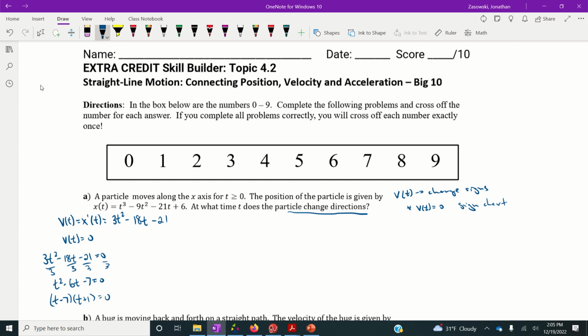And if this is true, then we know that either t minus 7 is equal to 0 or t plus 1 is equal to 0. So we are looking either at t equals 7 or t equals negative 1. This is where the particle has stopped moving. What we really want to do is create a sign chart for ourselves. So these two numbers, negative 1 and 7, are the numbers we care about. We're going to pick numbers around them. So for example, 0, negative 2, and how about 10?